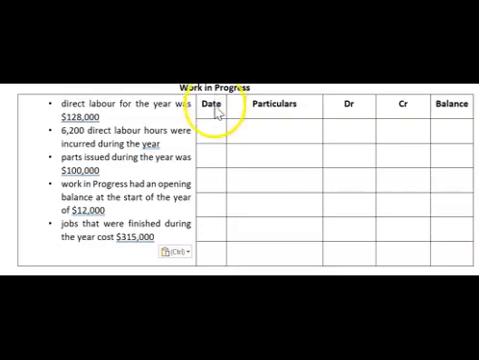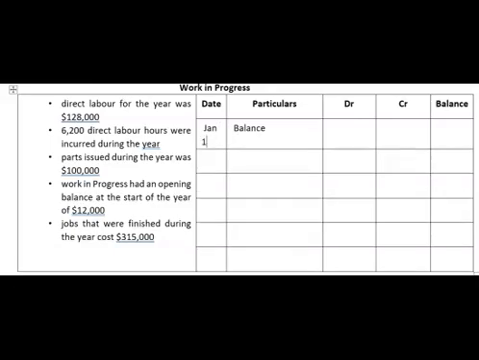Now to prepare work in progress account, you can write the date, whatever date is given in the question. First thing, we'll have the balance. The balance that was at the end of last year, we have to bring it in this year. So it can be Jan 1st. And if it is a balance, it goes straight in the balance column. If we look at the question, it says here work in progress had an opening balance of 12,000.